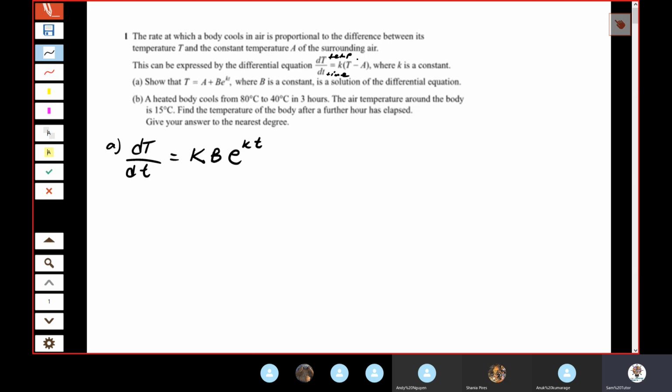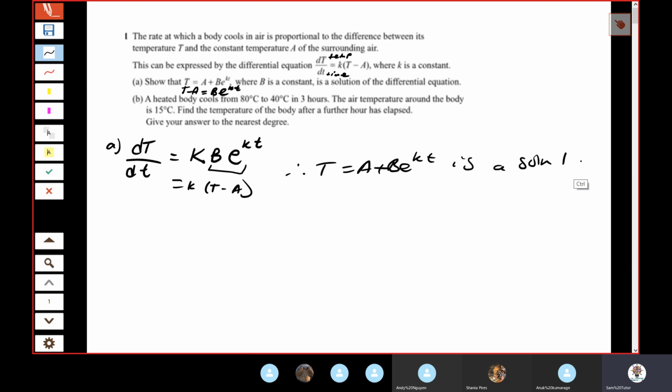Okay, you're trying to get k bracket T minus A. Of course, I think you guys can see, if you did T minus A, that is Be^(kt). So therefore T equals A plus Be^(kt) is a solution of the differential equation. Straightforward, 1 mark. Very, very easy, 1 mark.